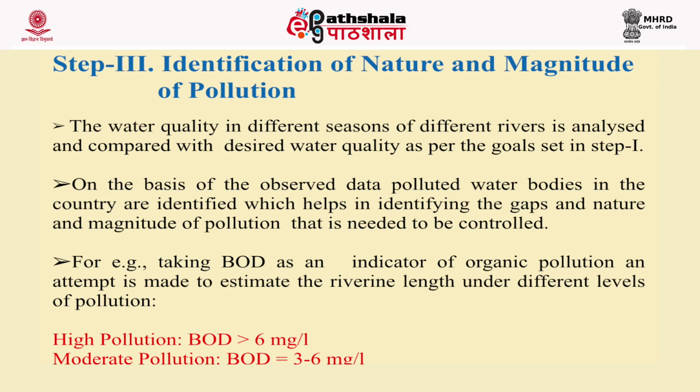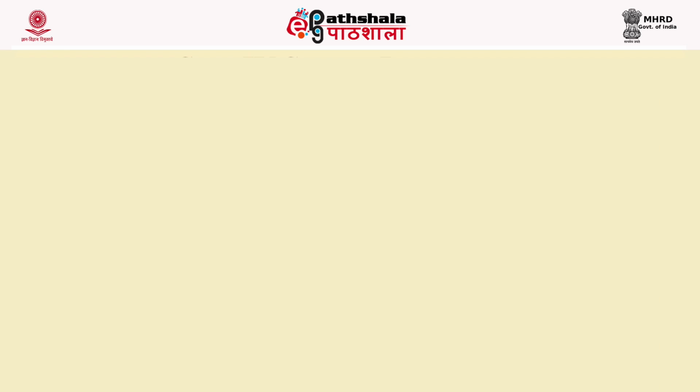For example, taking BOD as an indicator of organic pollution, an attempt is made to estimate the riverine length under different levels of pollution. If a river has high BOD, that means more than 6 mg per liter, then it will be called a highly polluted river. Similarly, if it has BOD between 3 to 6 mg per liter, it will be called a moderately polluted river. Step 4 is source inventory.